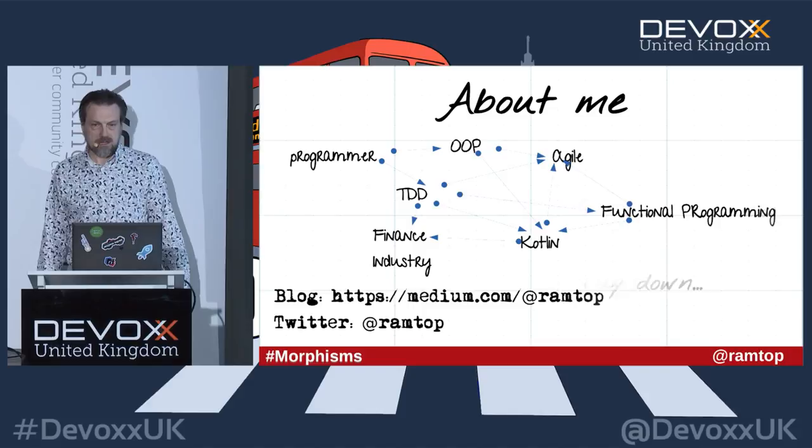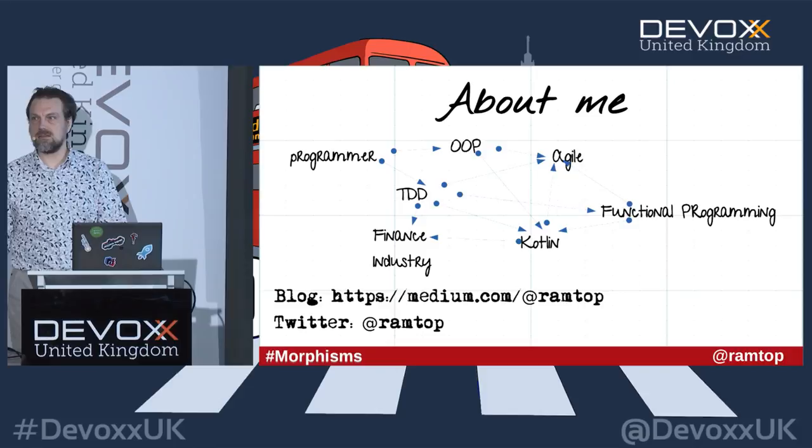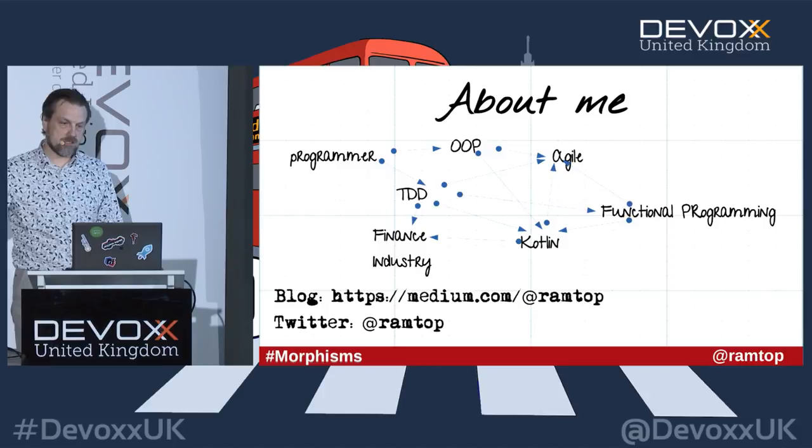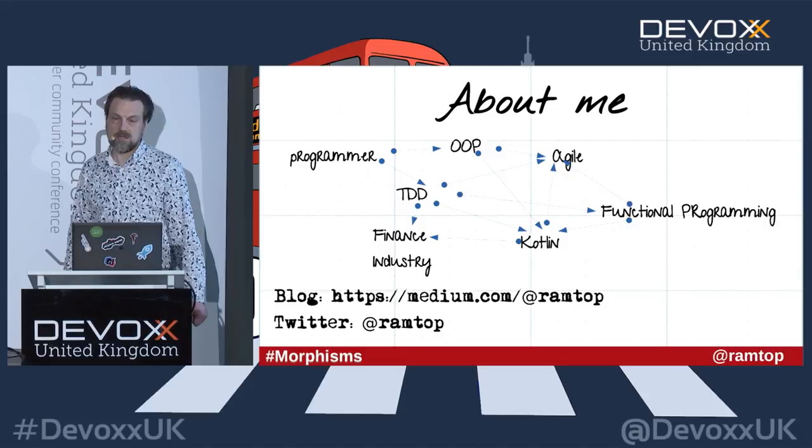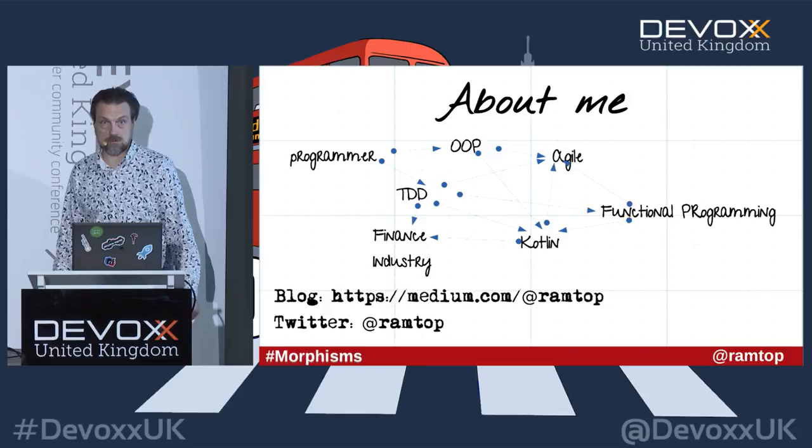If I want also to make a diagram of what I'm doing, I'm a programmer. I started with object orientation, agile. I'm very strong about TDD, opinionated about TDD. Now I'm doing a lot of functional programming. I really love Kotlin, really passionate about it, and I work in the finance industry.